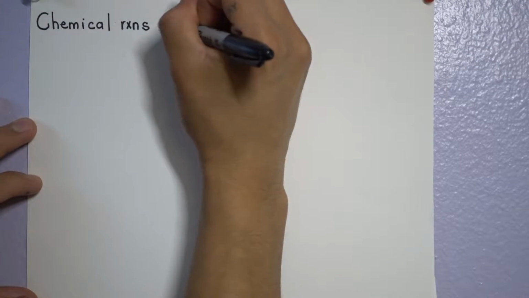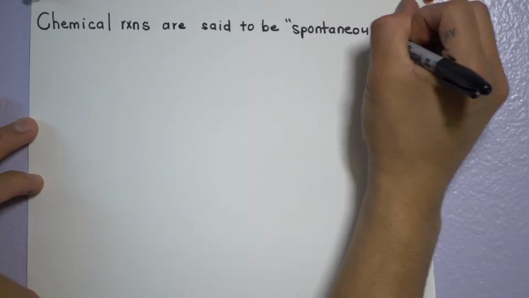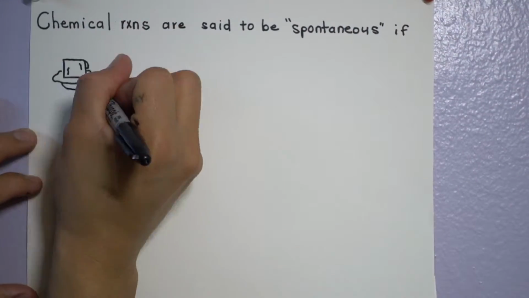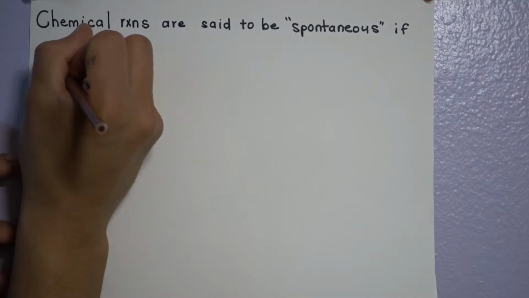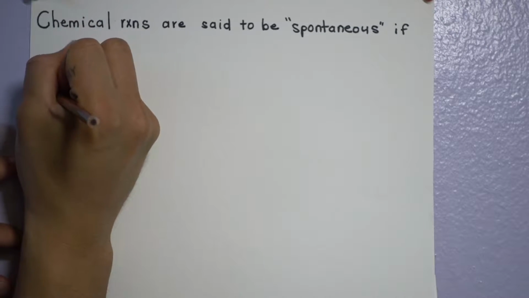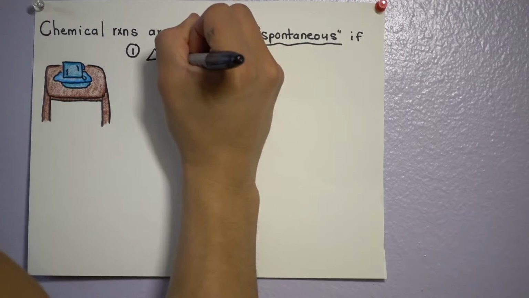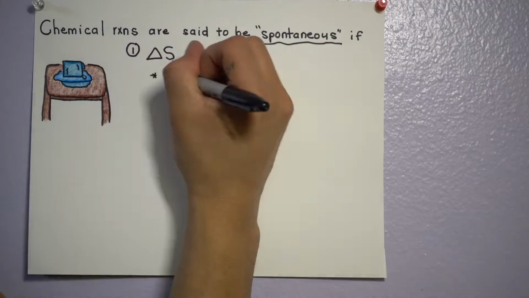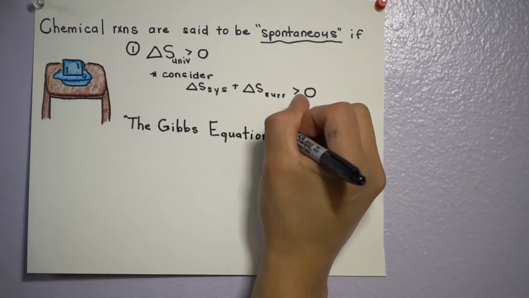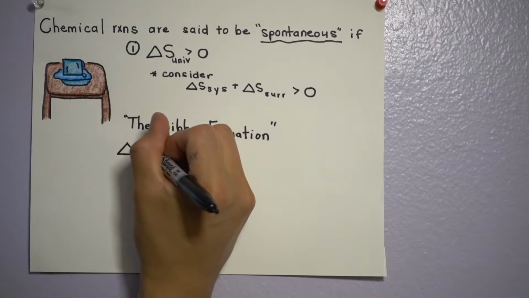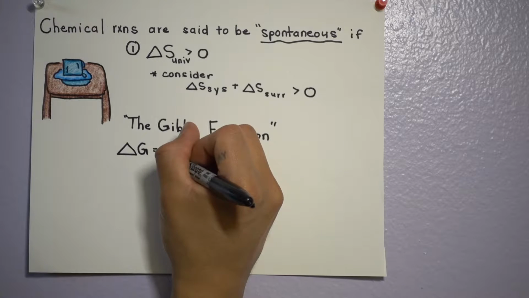Okay. So, chemical reactions are said to be spontaneous if the reaction favors the formation of products at the conditions under which the reaction is occurring. For example, the melting of an ice cube at room temperature. A reaction is considered to be spontaneous when the entropy of the universe is greater than zero, taking into consideration the change of the entropy of the system and the surroundings.